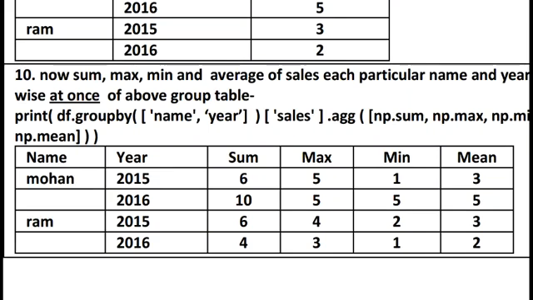The same thing we can perform using our pivot underscore table. So we have two important functions, pivot underscore table and groupby function. Using these functions we can perform statistical analysis of our data, historical data.